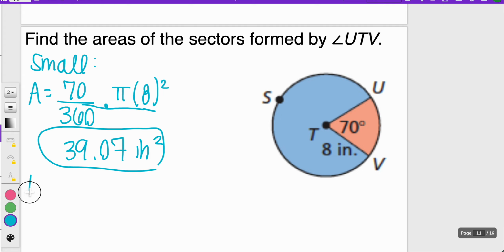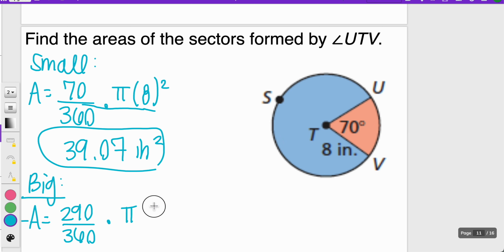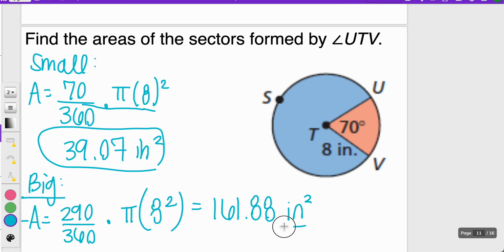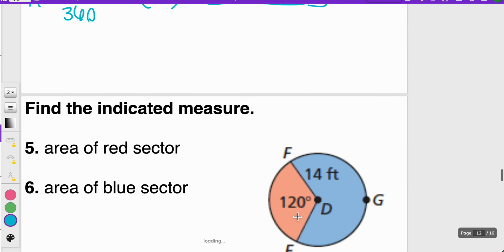Okay, the bigger section, we would just take the degree measurements for that. So 70 is already the red smaller section, so 70 take away from 360 can be 290. So 290 over 360 times pi times 8 squared. Okay, so what we could do again is multiply straight across here, 290 times pi times 64, and then divide everything by 360. I'm getting about 161.88 cubic inches.